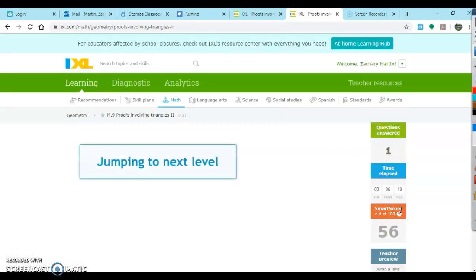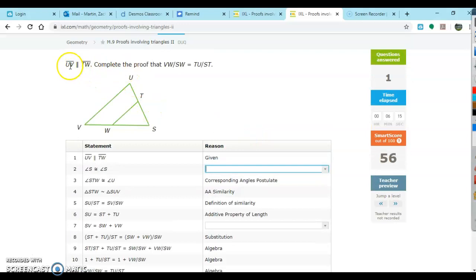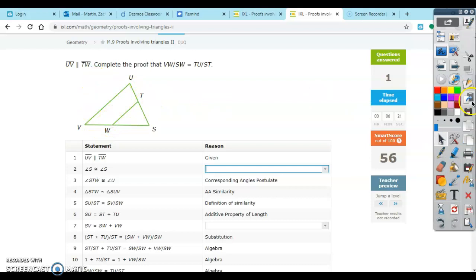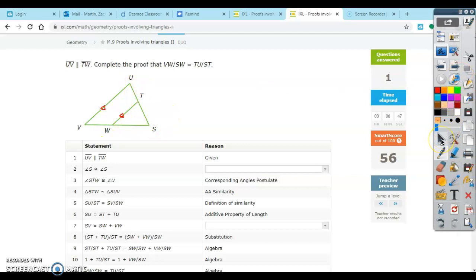Let's jump up a level. Let's see what we've got. We've got a question where we have to give 2 reasons. Here we've got UV is parallel to TW. I'm going to go ahead and mark that real quick so that we know that is indeed the case. So parallel there, parallel there. Those are parallel lines. Prove that VW divided by SW is equivalent to TU divided by ST. That's that whole side splitter theorem, which we could talk about in more detail later.